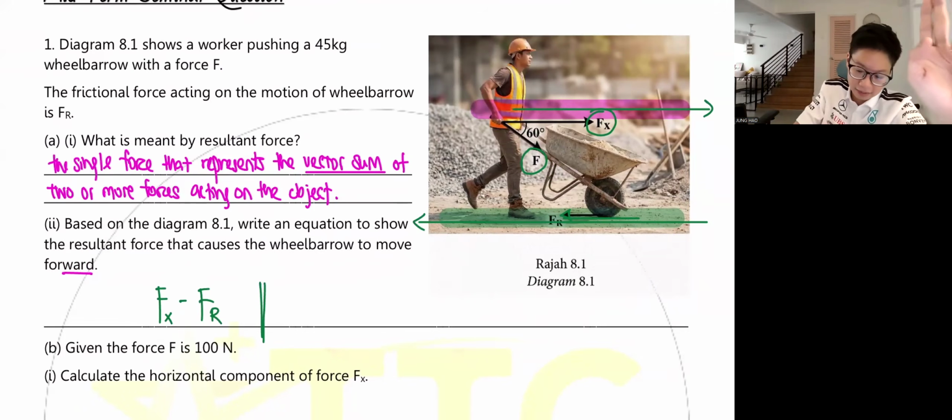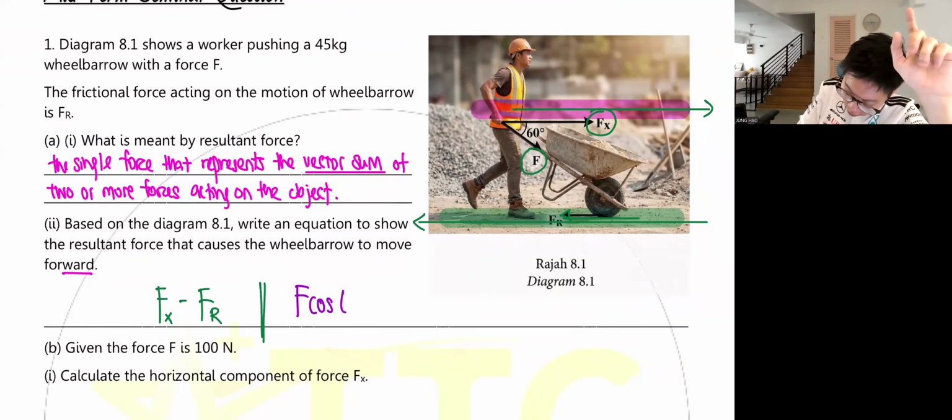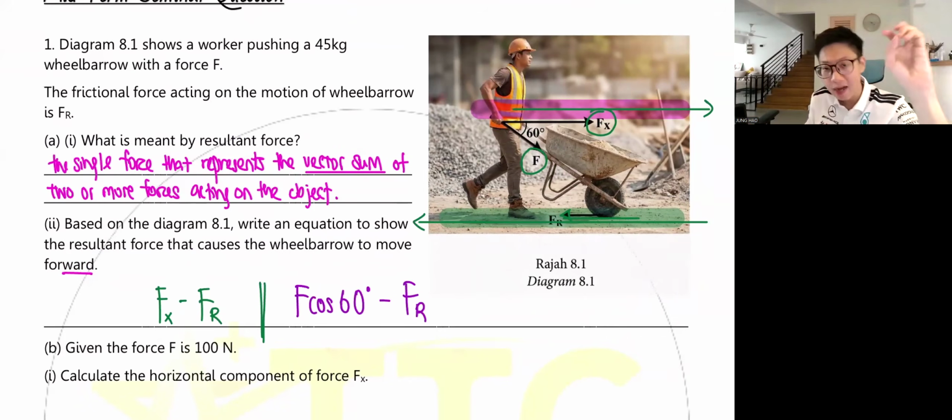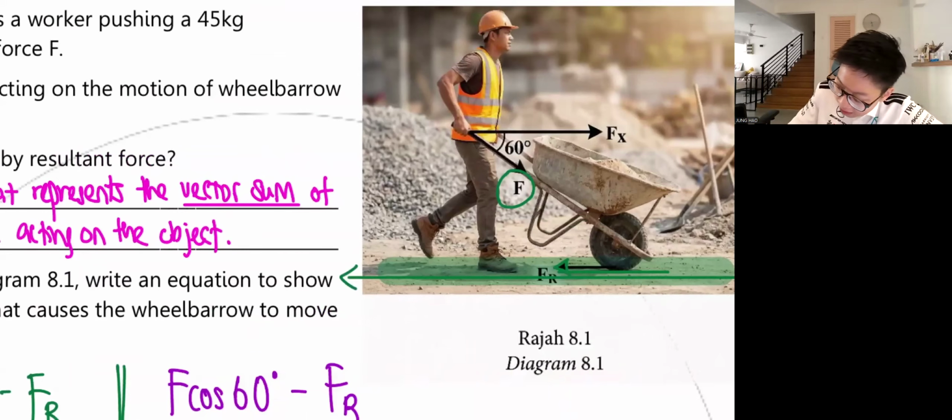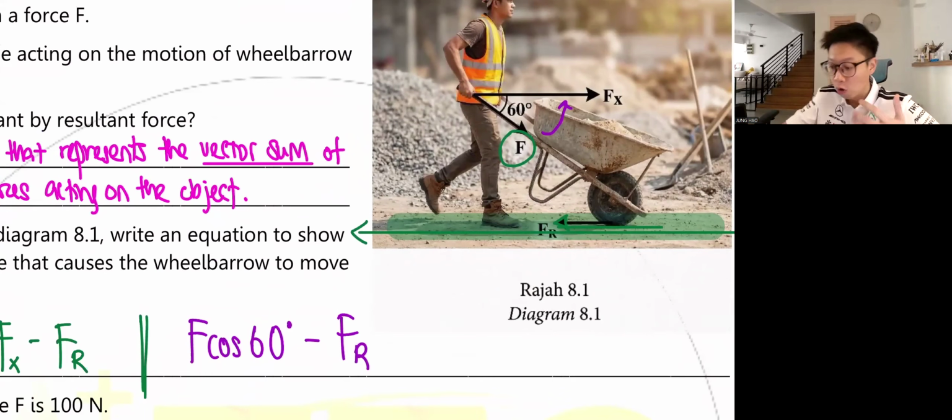What is the other answer? Okay, I can also accept if you write F cos 60 minus Fr. Yeah, correct, Jaden. Because instead of using Fx straight, I move this F upwards. Okay, so this is also acceptable lah.